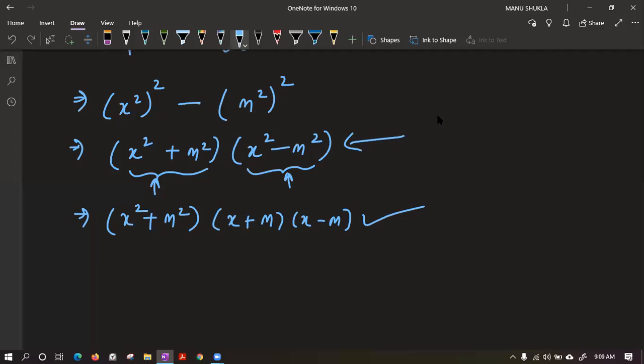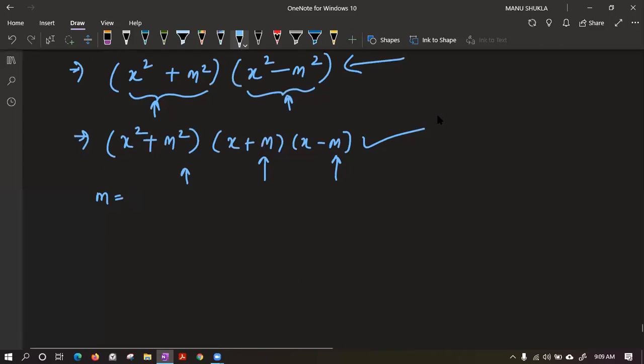No. Why is it not done? Something is left. In the question, m was not there. m was given by us. So it is our responsibility that the packaging done by us should be removed again. So we will again put the value of m equal to how much? y plus z. So we have to put m equal to y plus z.